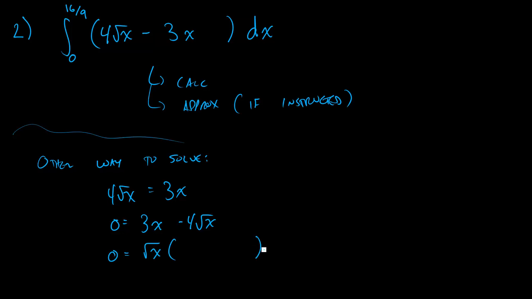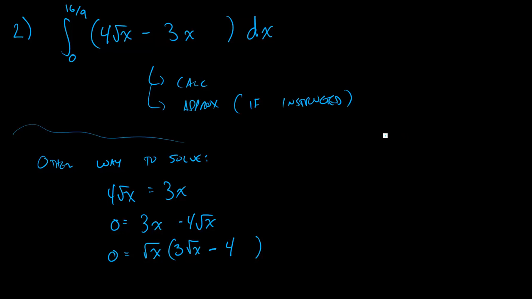So we need to work backwards. If I take root x times whatever is in here, I should be able to get this up here. So I know I'll have a minus 4, because root x times 4 is equal to 4 root x. Now, I need something here that when I multiply it by root x, I get 3x. And that actually ends up being 3 root x.